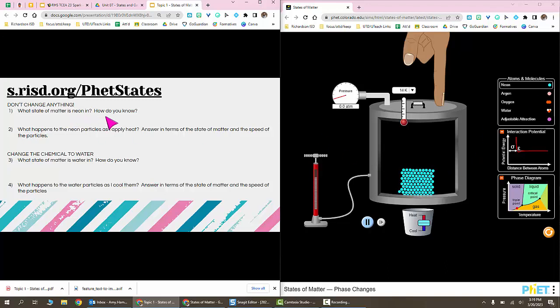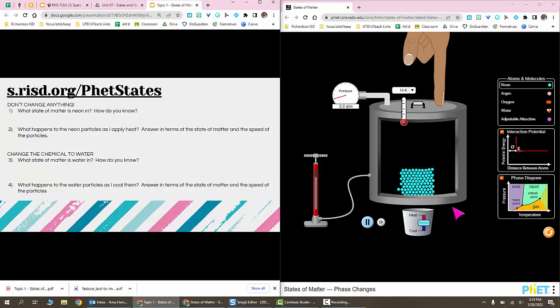So what state of matter is it in and how do you know? So look at it for a minute. What state of matter do you think that this neon is in? Are the particles sliding past each other? Are the particles floating freely? Or are they kind of locked into place? Well, in this case, the particles are locked into place. So the answer to that first question would be that the neon is in the solid state of matter because the particles are locked into place. They are not moving except slight vibrations.